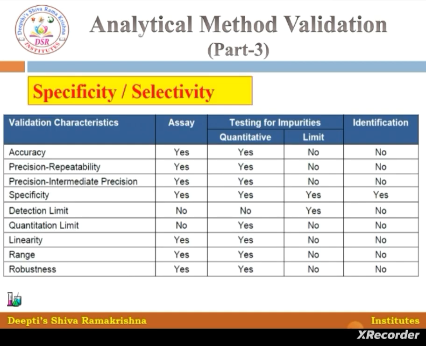As per the above 6 guidelines, these are the method validation parameters which shall be performed for 4 different types of characteristics tests. Those are assay, quantitative test for impurities, limit test for impurities and identification tests. Let us see one by one.